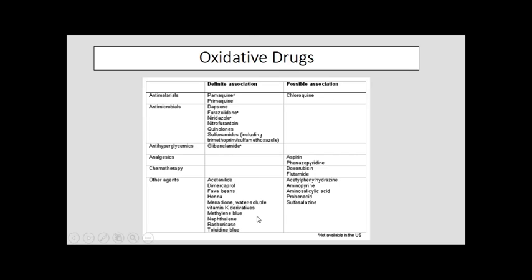These agents or drugs have a definitive association with this condition, and some others have a possible association. It's not very strongly demonstrated. For example, aspirin, more common. You have aminosalicylic acid, probenecid, sulfasalazine, doxorubicin. Different conditions, but these are possible associations. The ones that have the asterisk are not available in the USA. Furazolidone, pamaquine, glibenclamide, these are not available in the USA.